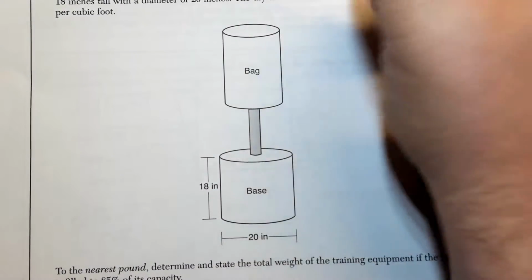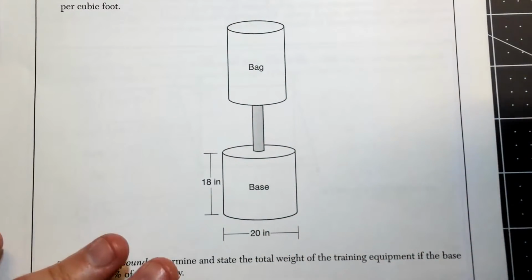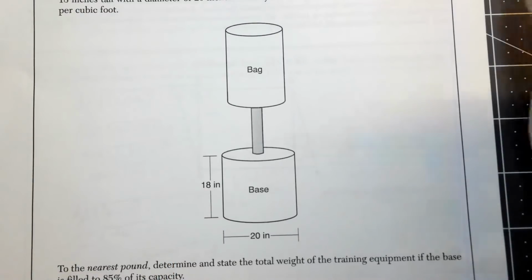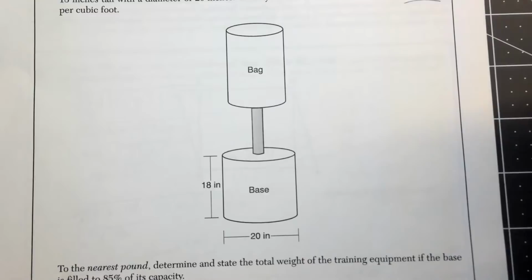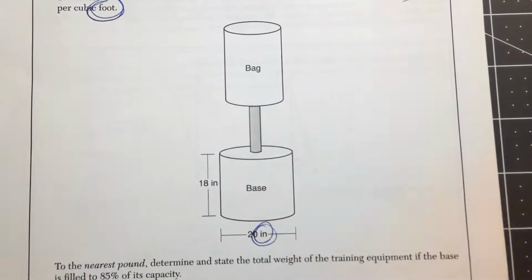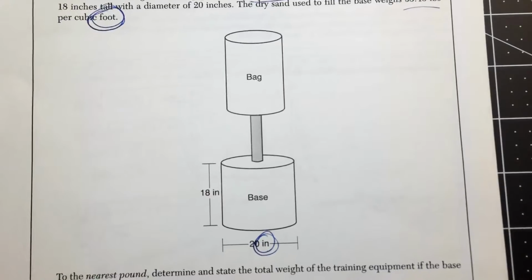All right. We have an unfilled base that's 270 pounds. All right. And the cylindrical base is 18 inches tall with a diameter of 20 inches, and it's dry sand. The base weighs 95.46 pounds per cubic foot. Ooh. Q on that. Q on this. We got a problem. All right. So it's got feet in it, and it's got inches.